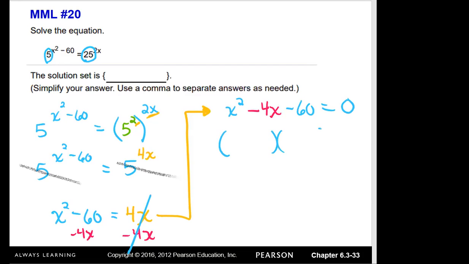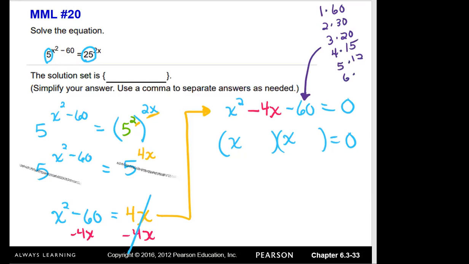And this unfoils, yay! It's an x squared, so it's x and x. And then it ends in a negative 60. Right? It ends in a negative 60. So I need two factors of 60 that add up to negative 4. So my factors are 1 times 60, 2 times 30, 3 times 20, 4 times 15, 5 times 12. Ah, here we go. 6 times 10.